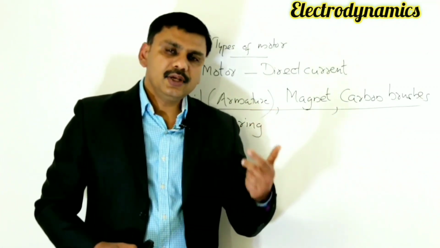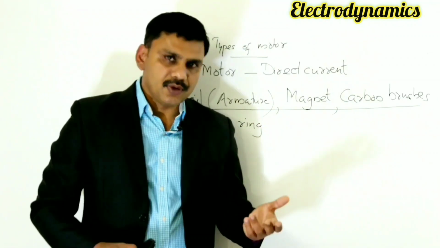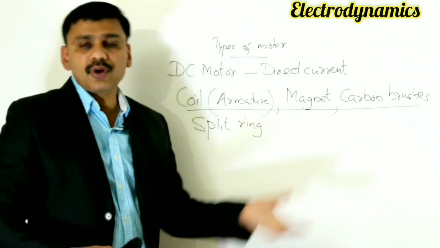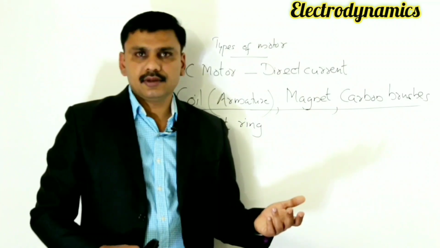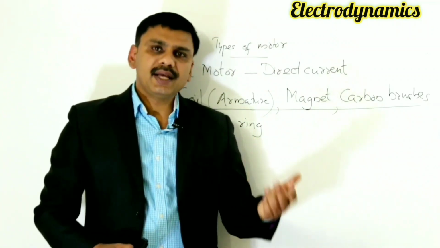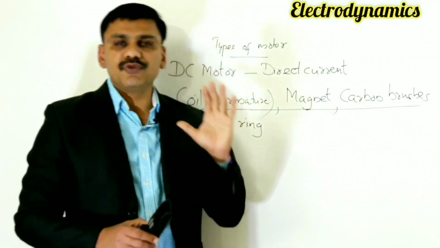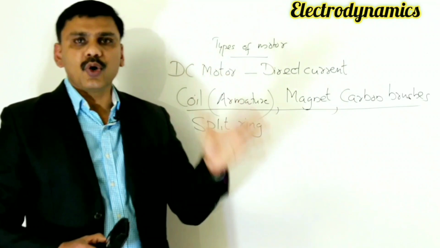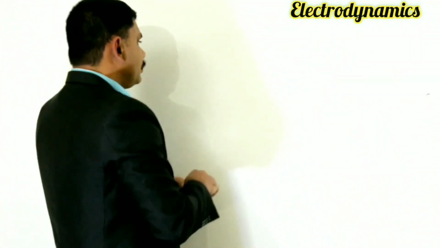And here the new direction is the rotation of the coil. The rotation of the coil can be anti-clockwise or clockwise. So Fleming's left hand rule is used for finding the direction of rotation of the coil.